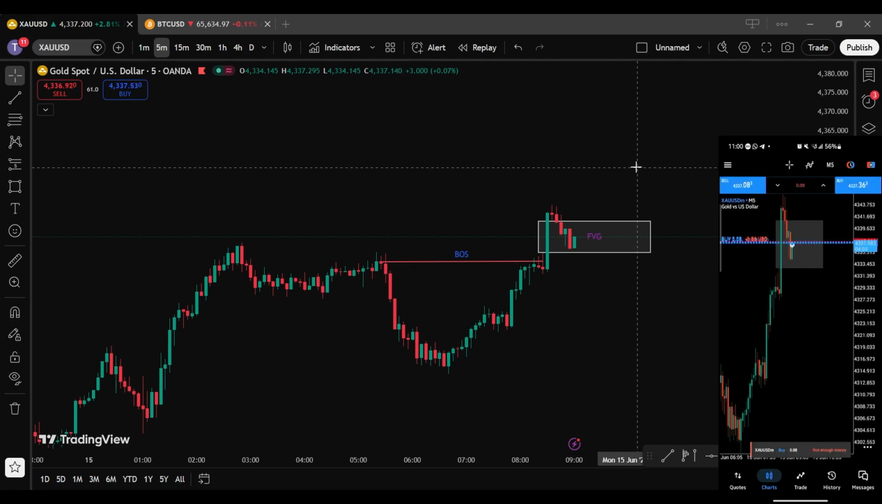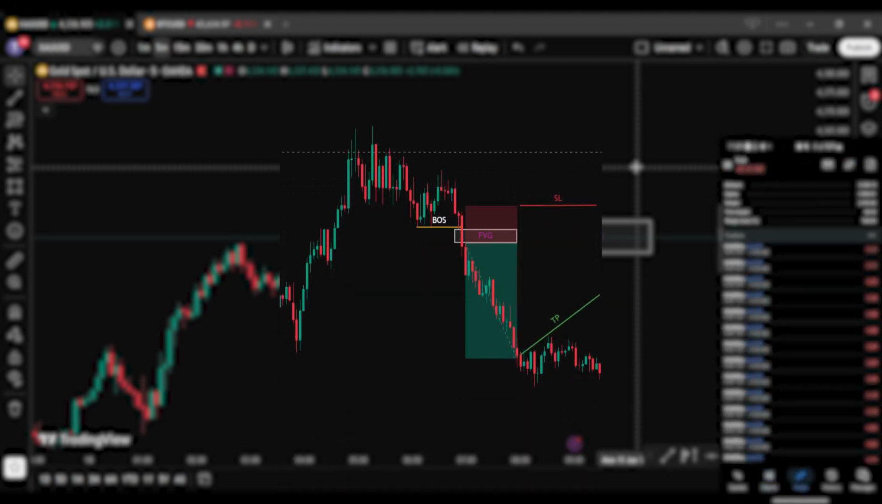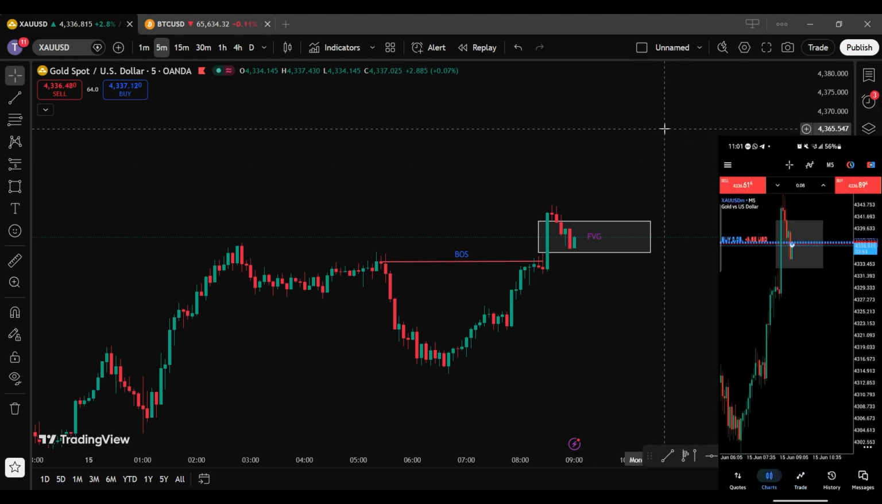So where do you put your stop loss? Your stop loss should be just slightly below or above the first candle of the 3 candles. So give it a bit of room, because most of the times the market wants to come and test that area a lot of times.